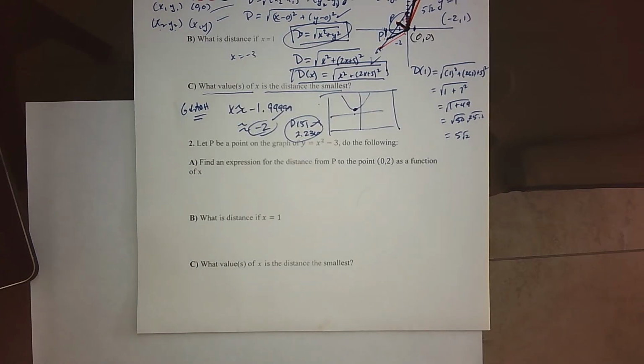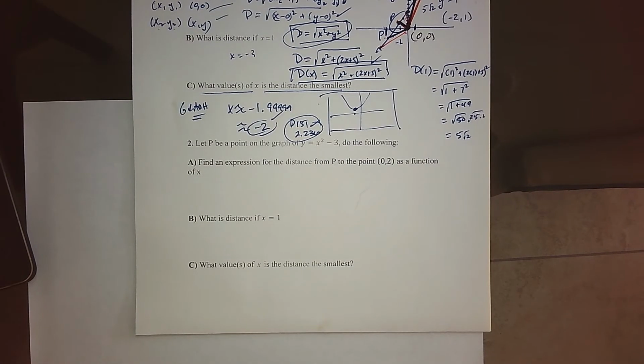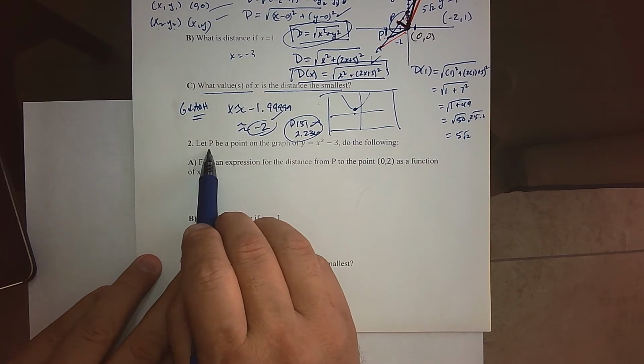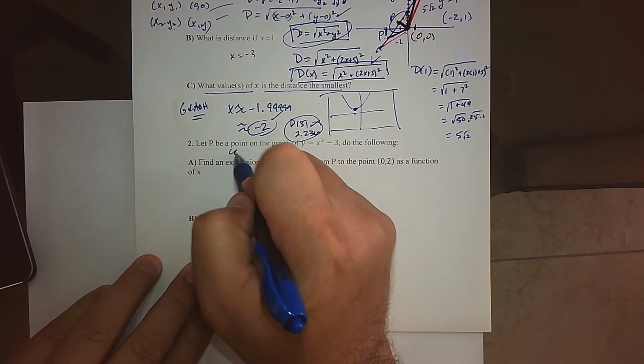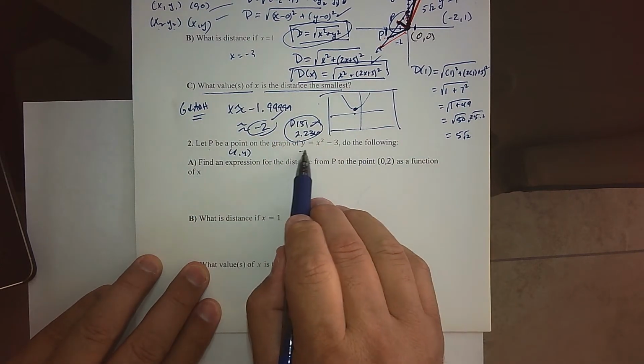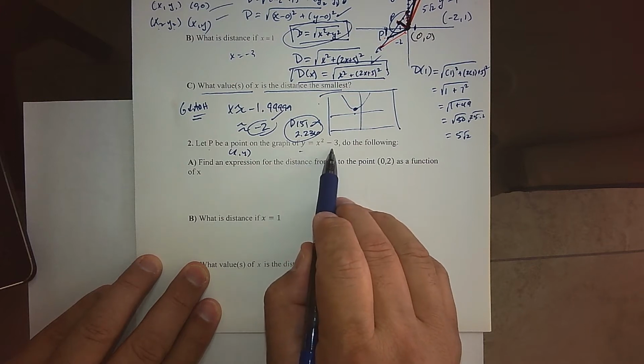Okay, so let's go ahead and do another distance problem. This time we just change some things up, but the dynamics are the same. So this time we're going to let P be a point, again we'll call it x comma y, that's actually on the graph of y equals x squared minus 3. So it's not a line, it's a parabola.